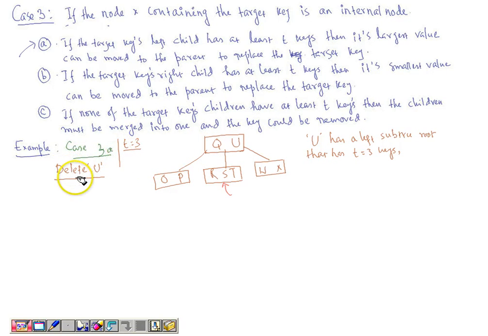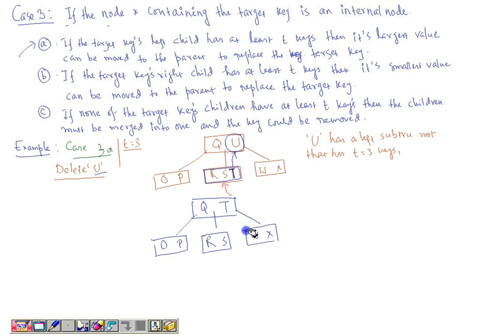In this example, we have an objective to delete U, that's the target key. We locate U in an internal node here. Now we observe that the root of the left subtree, that is this node, has T keys, that means 3 keys. So we can move this extreme right key, that's the largest one, to replace the target key here. After replacing U by T, the tree becomes something like this.